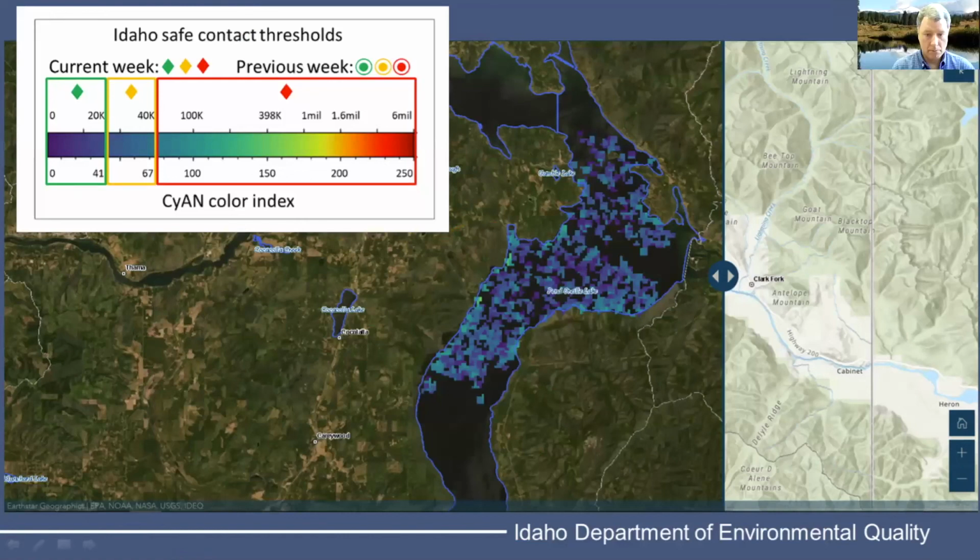Looking at the CyAN color index scale, it looks like we have a range of population densities from low thousands to around 100,000 cells per milliliter in areas along the western shore. The green, yellow, and red boxes, diamonds and circles in the key show the population density thresholds set by DEQ, the Department of Health and Welfare, and the health districts. And these are intended to keep people safe, and these thresholds are based on human health studies and Idaho data.